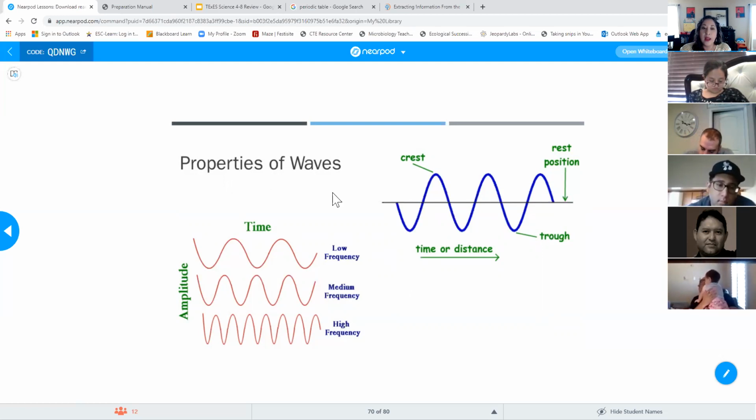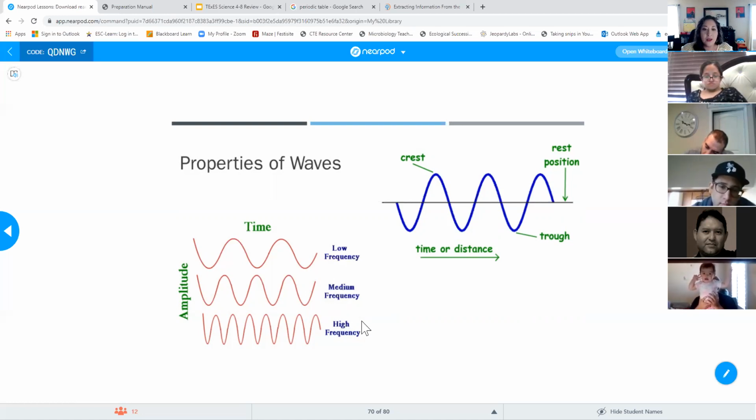So when we talk about a wave, frequency is how often a wave is happening over a certain period of time. And then amplitude is how big the wave is, if you're looking from the crest to the trough.